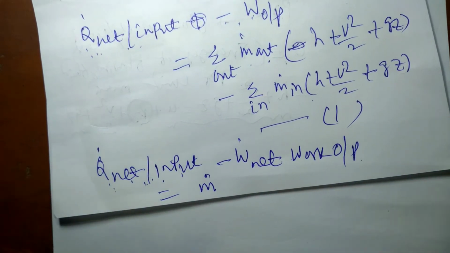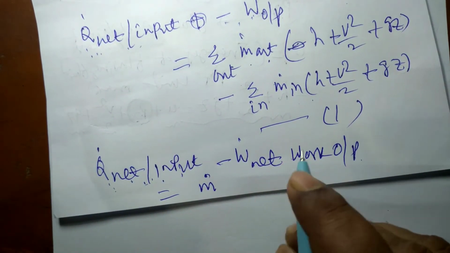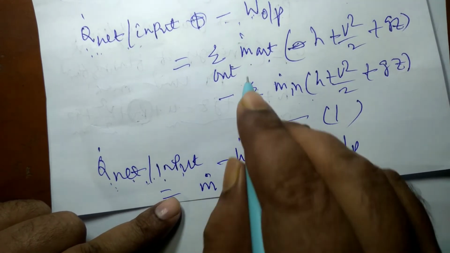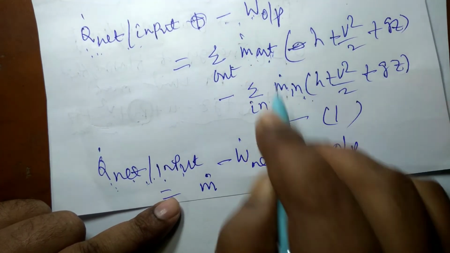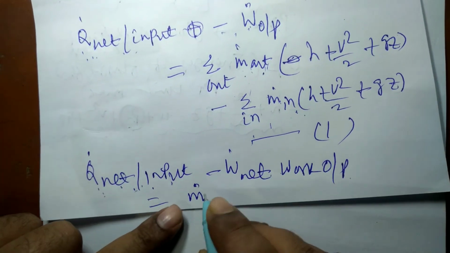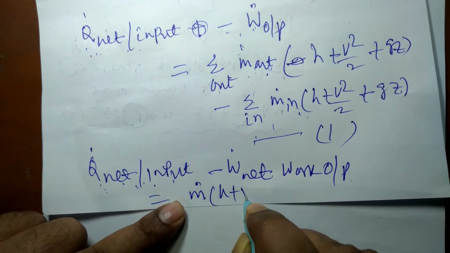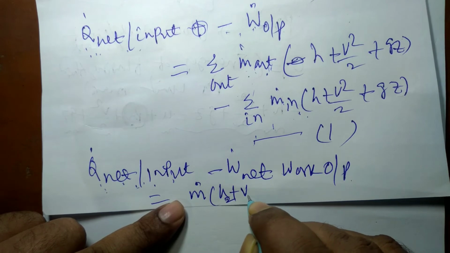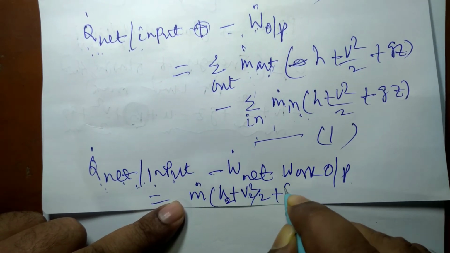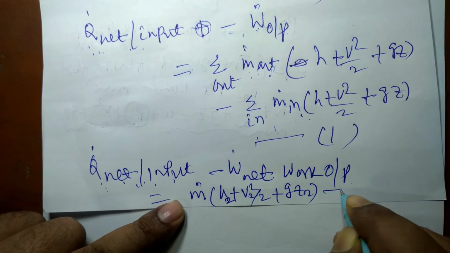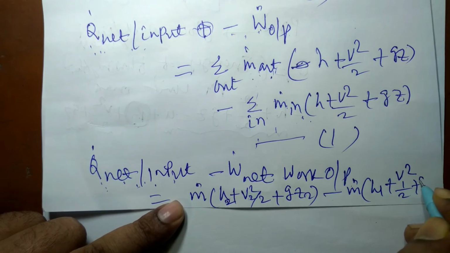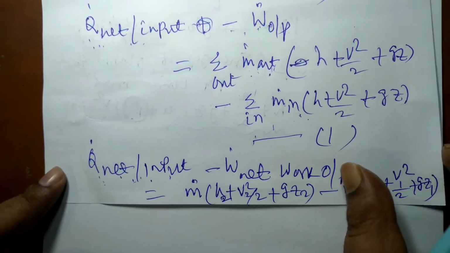Whatever mass flow rate enters the control volume is equal to the mass flow rate leaving the control volume. So I will write a single m dot for both when there is a single stream of fluid. m dot times h2 plus v2 square by 2 plus g z2, minus m dot times h1 plus v1 square by 2 plus g z1. So I can write like this.